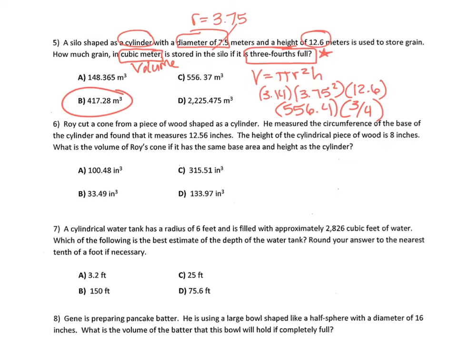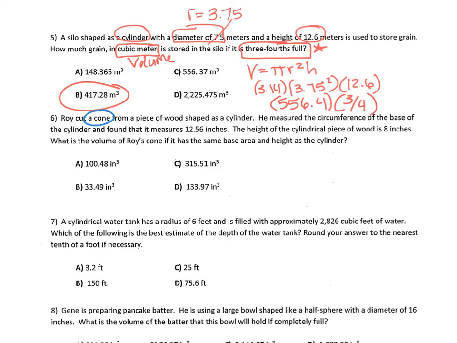Okay, number 6. Roy cut a cone from a piece of wood shaped as a cylinder. He measured the circumference of the base of the cylinder and found that it measures 12.56 inches. The height of the cylindrical piece of wood is 8 inches. What is the volume of Roy's cone if it has the same base area and height as the cylinder?